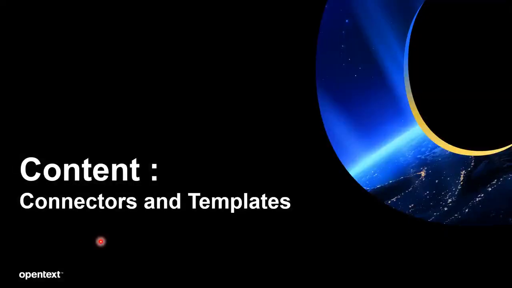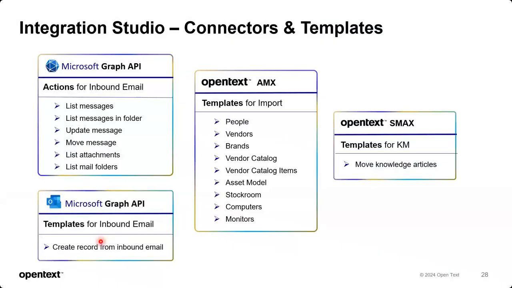Moving on, in terms of the content and the connectors that we have developed in this particular release. One of the highlights here is that we now support inbound email from Office 365 into SMAX. If a user sends an email to a specific inbox, that inbox will be read through the connector and a record will be created in SMAX. We have also added a template that you can readily use for this purpose.